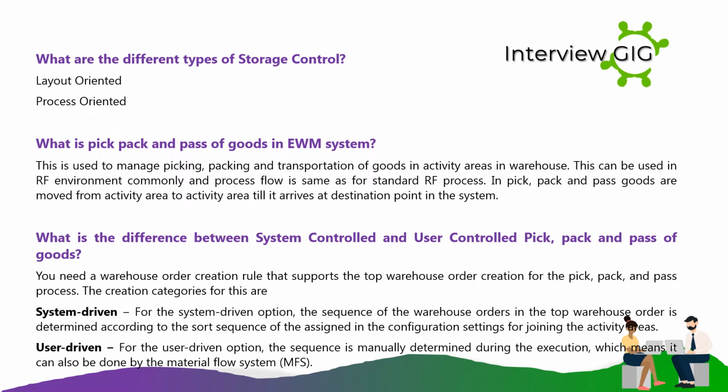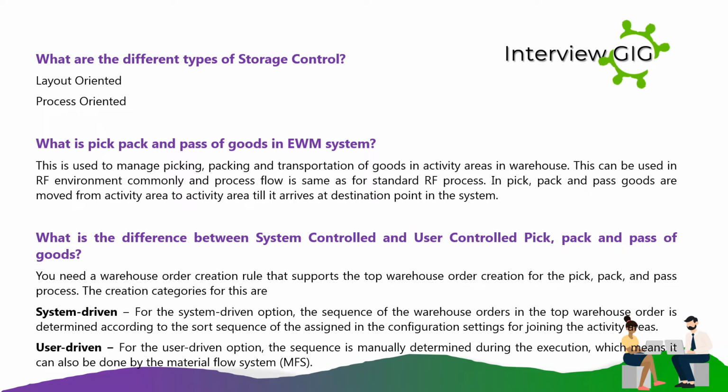What is pick, pack and pass of goods in the EWM system? This is used to manage picking, packing and transportation of goods and activity areas in the warehouse. This can be used in an RF environment commonly and the process flow is the same as for the standard RF process. In pick, pack and pass, goods are moved from activity area to activity area till they arrive at the destination point in the system.